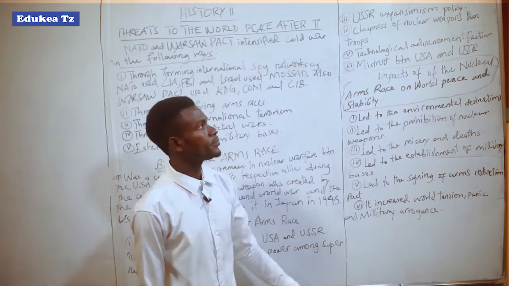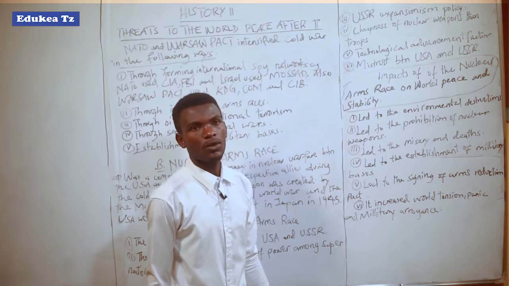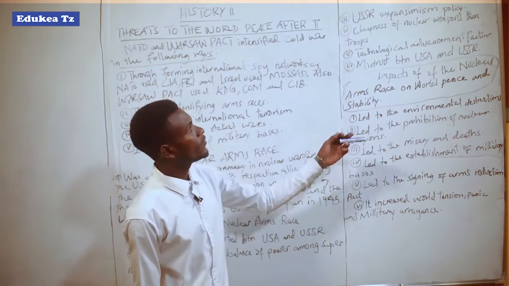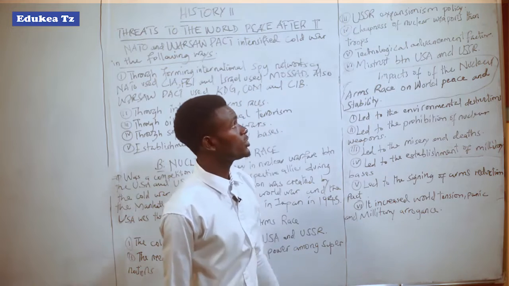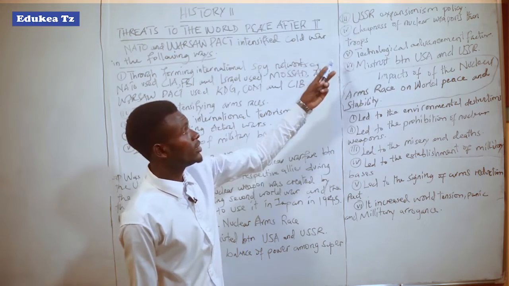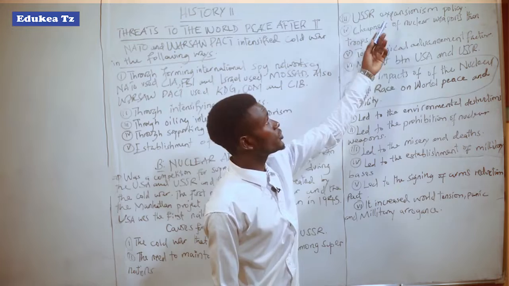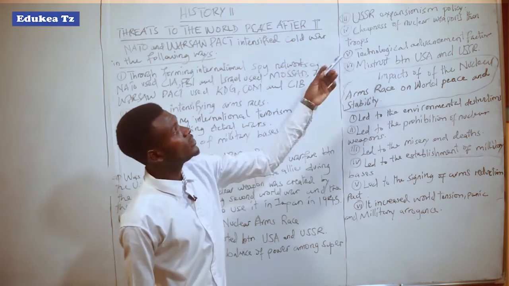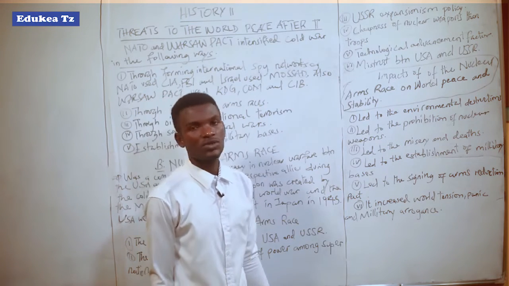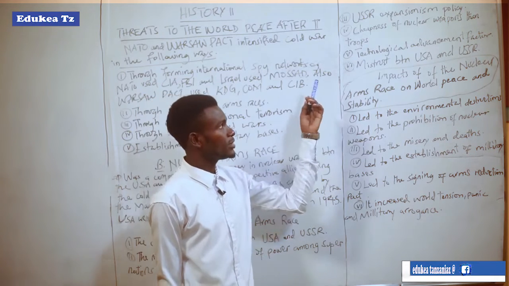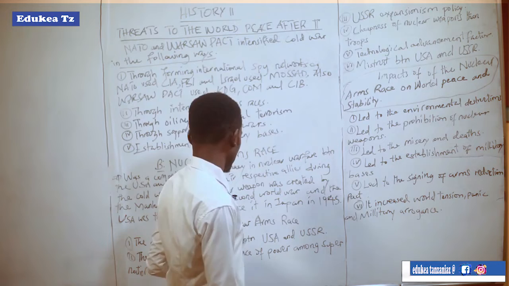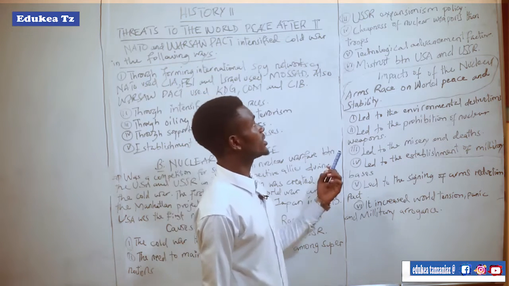For example, the coming of the Marshall Plan and the Truman Doctrine. These were the strategies for containing the expansionism policy of the USSR in Eastern nations. So you can see how that led to the arms race, or nuclear arms race.